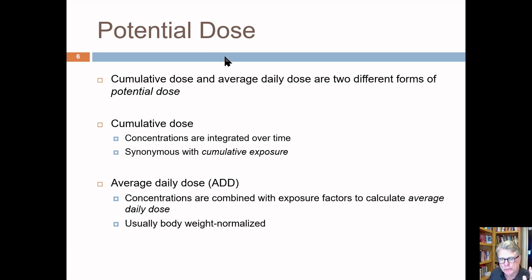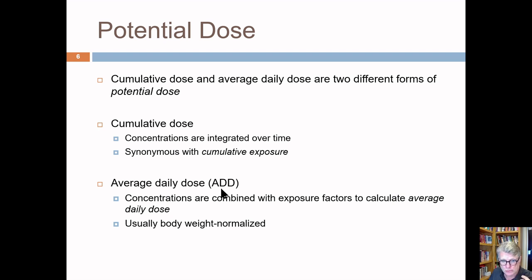And I'm going to focus on two forms of potential dose, two common forms of potential dose. One is called the cumulative dose, and the other is called the average daily dose. They're just two different forms of potential dose. For the cumulative dose, exposure concentrations are integrated over time. And the term cumulative dose is synonymous with cumulative exposure. So I'll show you an example of cumulative dose on the next slide.